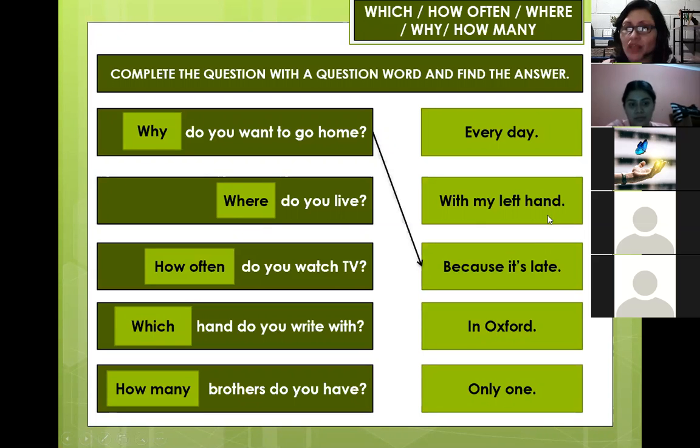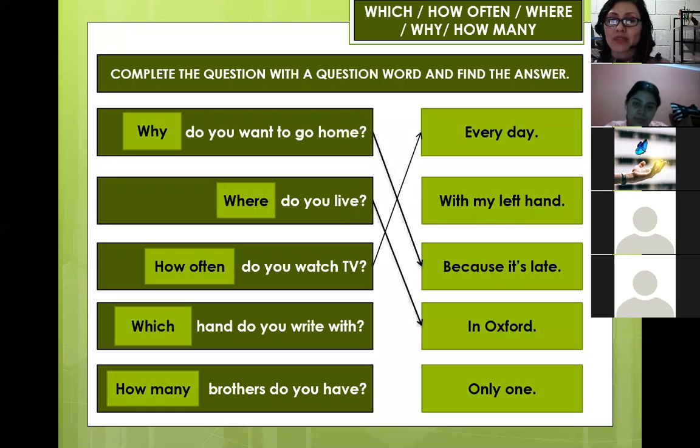In Oxford. Pero la colonia, ¿verdad? Okay, so where do you live? In Oxford, okay? Porque Oxford queda allá en Inglaterra. Muy famosa la ciudad, ¿verdad? Then, how often do you watch TV? Every day. Muy bien, ya ven. Cada vez que nosotros usamos how often, es porque estamos expresando frecuencia. ¿Qué tan frecuentemente hacemos una actividad?